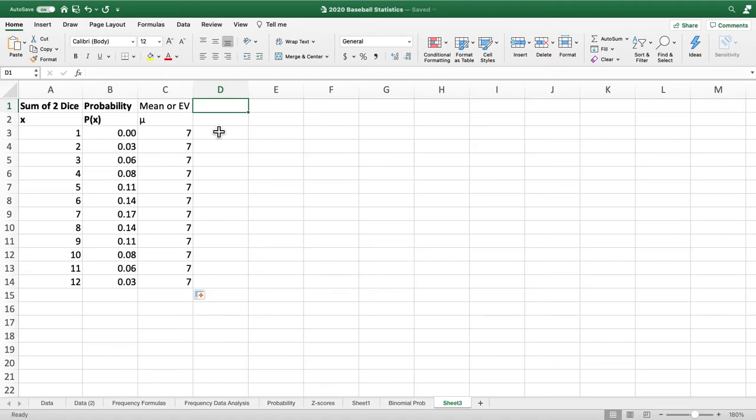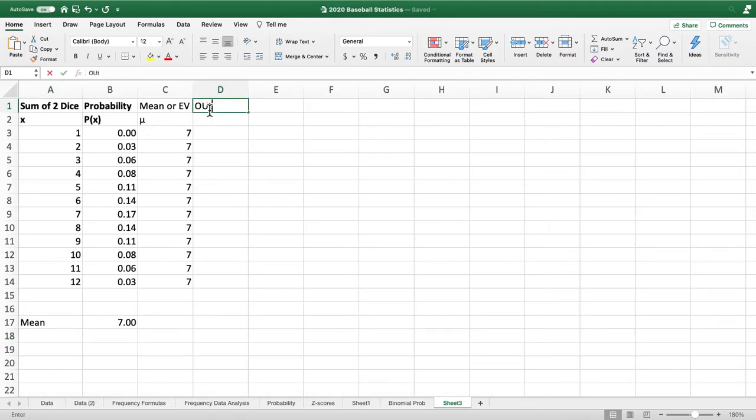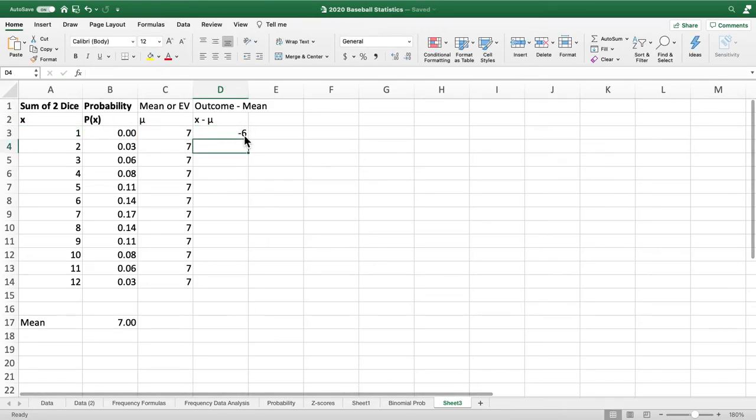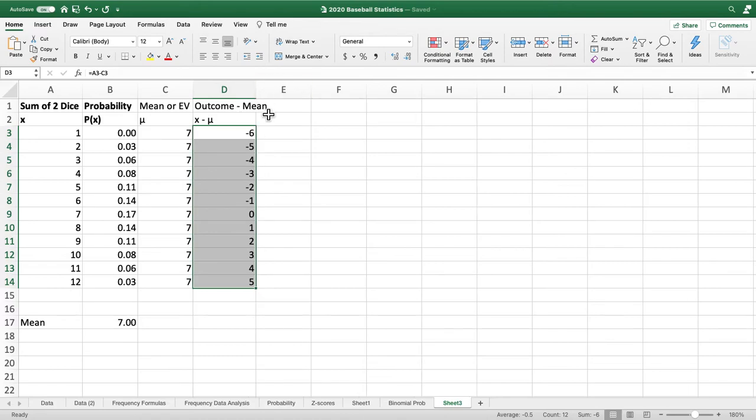So our mean, or our expected value, is 7. Next, we need to try to find our variance. So I'm going to write these down here. So mean, 7. All right, so our variance. In order to find that, we have to take our outcome and subtract our mean, or we're going to take our x and subtract our mu. So in this column, we're going to hit equals, and we're going to take our x and subtract our mu from that row. Hit enter, and we get a -6, and then we fill it down. And it's okay to have negative numbers here.